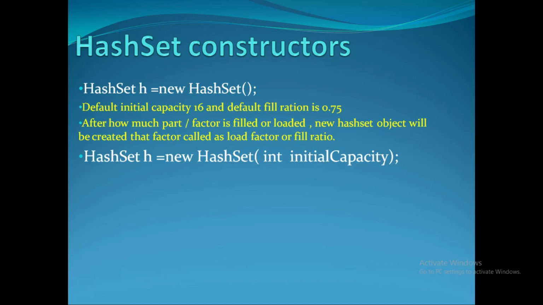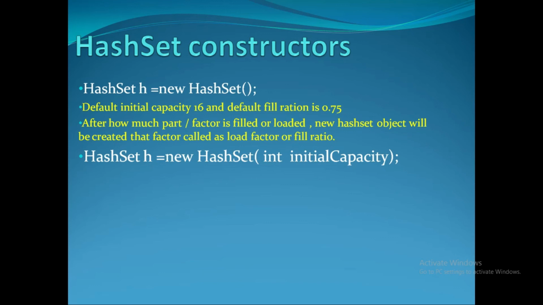Now the next one is the constructor which takes the initial capacity. Suppose we know that we are going to add hundreds of elements into a HashSet, but the default capacity is 16. Then whenever it crosses the fill ratio, it will increase its capacity automatically, right? But why should we go with this constructor? Because we know in advance how many elements we are going to add. We know we are going to add hundreds of elements. Then we should go with this second constructor, the one with the initial capacity.